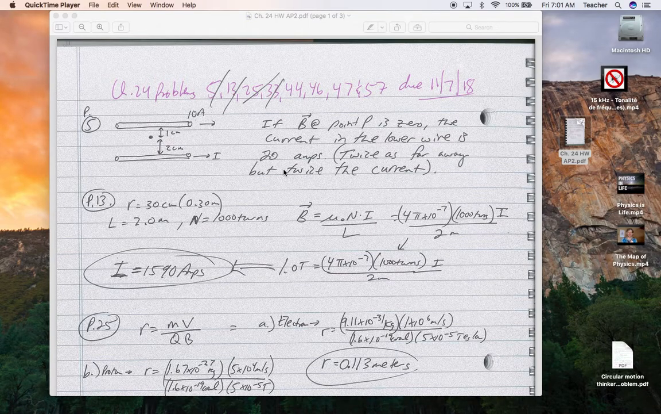So this is for chapter 24 homework. It deals with electromagnetism and specifically forces on charges that are moving or forces on current carrying wires.